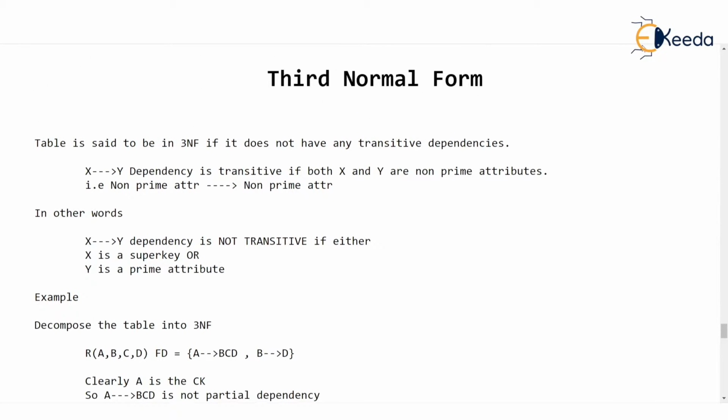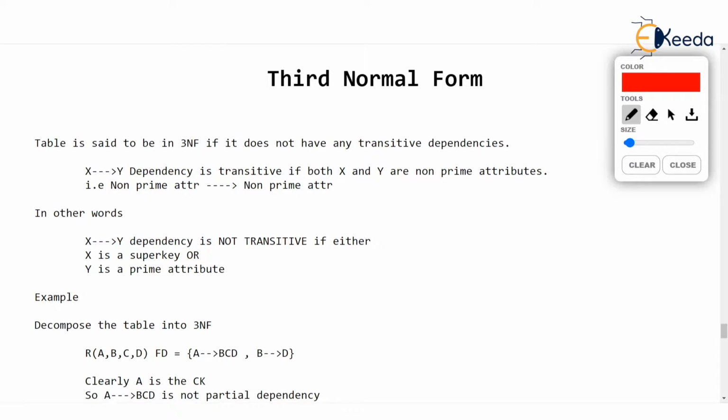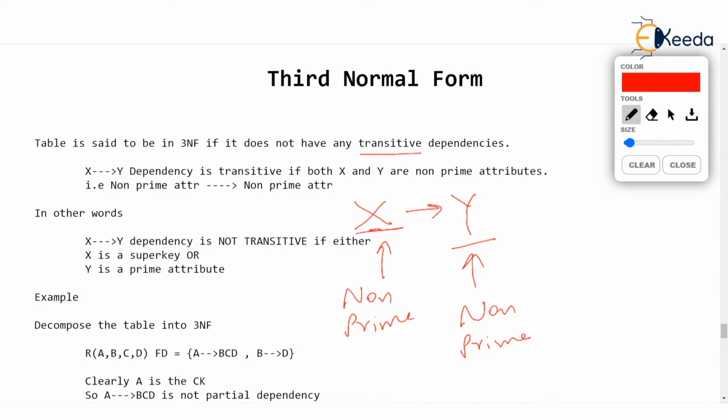In the simplest terms, we can say if there is a dependency X determines Y, and X is a non-prime attribute and Y is also a non-prime attribute, that means a non-prime attribute is determining a non-prime attribute, then such a dependency is called transitive. And I am not explaining what a non-prime attribute is. You must have seen the earlier videos where I have explained this in great detail. So such dependencies are called transitive dependencies.